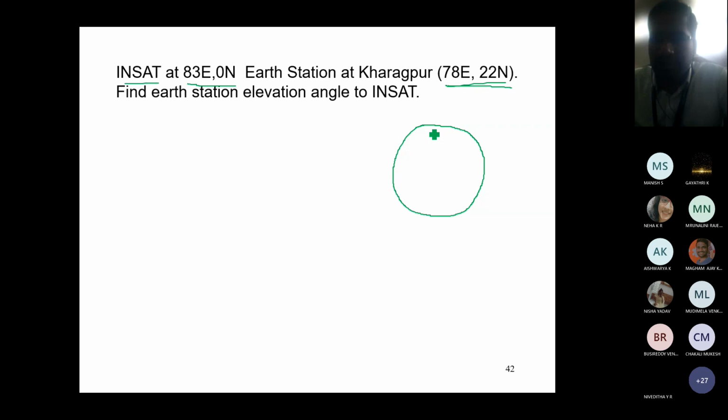A very conceptual thing it is. Okay, so this is your Earth, and this particular line represents what? It represents 0° latitude, and this line represents 0° longitude. And this point represents the center of the Earth.